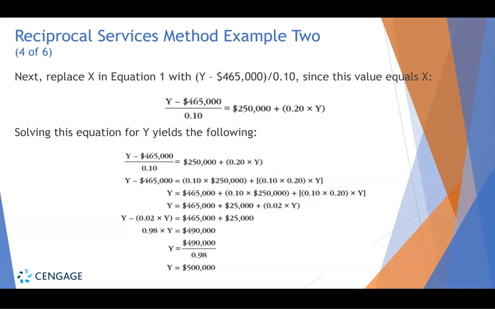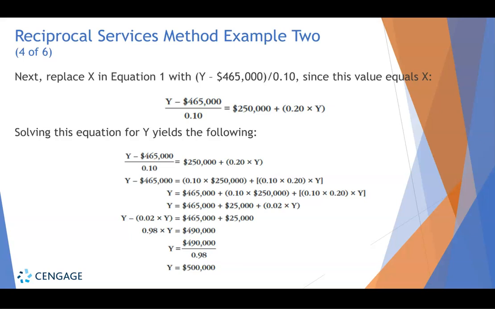Now we replace X with the equation 1. Y minus 465,000 divided by 10%, since this value equals X, Y minus the 465,000 divided by 10% equals 250,000 plus 20% times Y, 20% of Y. Therefore, Y minus 465,000, if we multiply both sides by 10%, we have 10% of 250,000 plus 10% of 20% of Y.